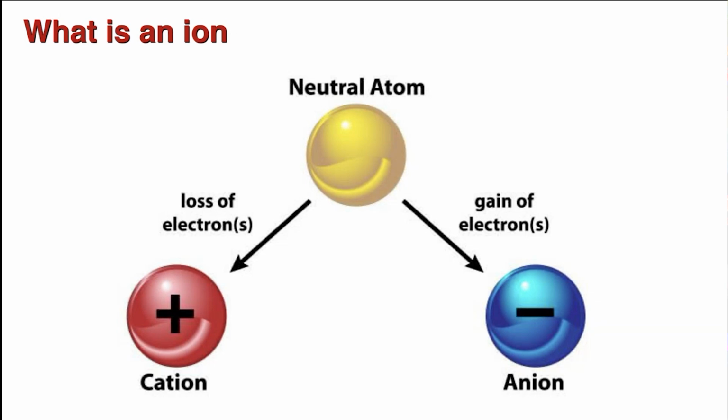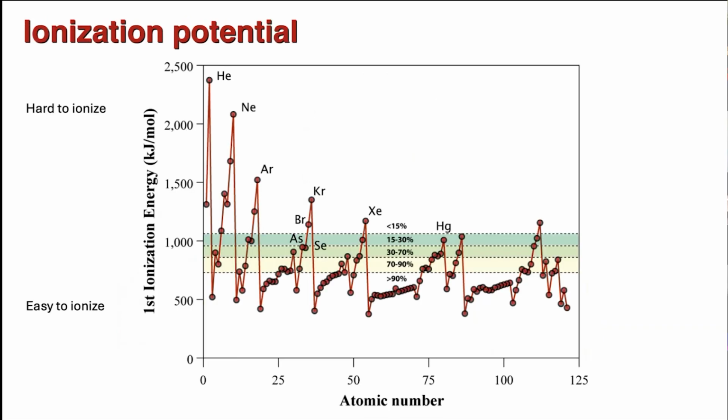Now, sometimes we also refer to anions as ligands, and we'll get to that. Now, Bob mentioned the first ionization potential energy. To make an ion, we need to remove an electron. And so the first ionization potential energy is the energy required to remove an electron from an atom. In other words, to ionize it.